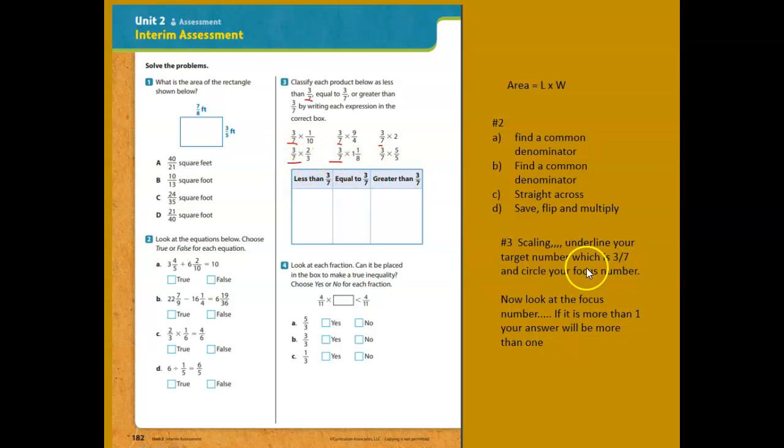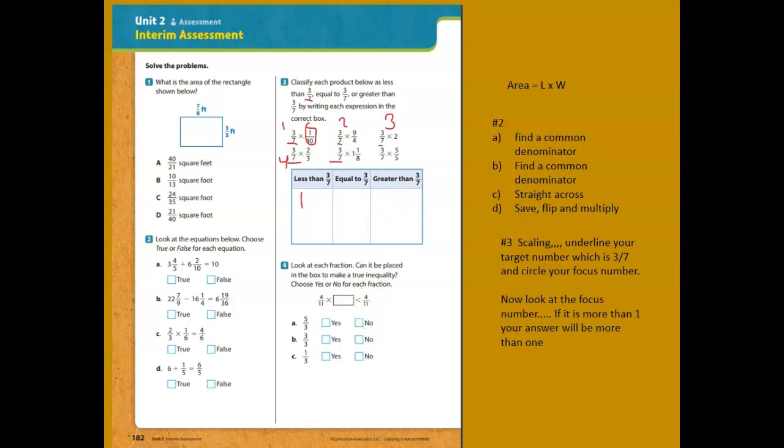And then I said, circle your focus number. So right here is your focus number. And it's 1/10. That's smaller than 1. So I know that number 1 here is going to be in the less than. Let's make this one number 2. This is hard to do with the mouse. Number 3, number 4, 5, and 6. So just put the ones where they need to be there, and that'll help you out.